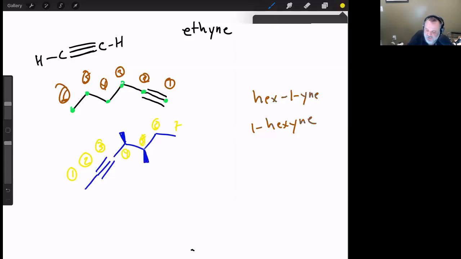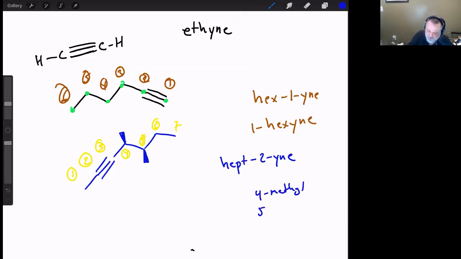So this is a heptyne. Which kind of heptyne is it? Well, it's a hept-2-yne. What do we have attached to the heptyne? We have a 4-methyl. We have a 5-methyl. And what is the stereochemistry of these? I've got a hydrogen here. I've got a hydrogen there.